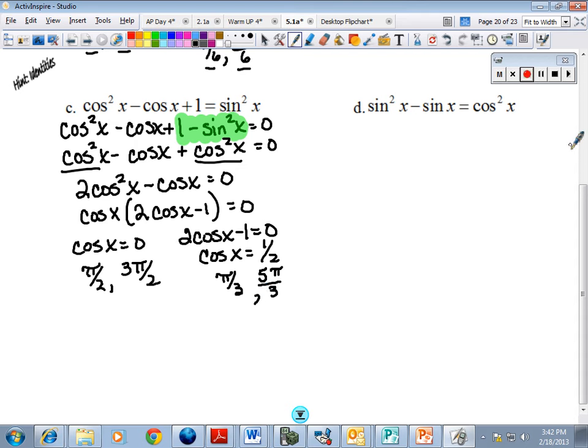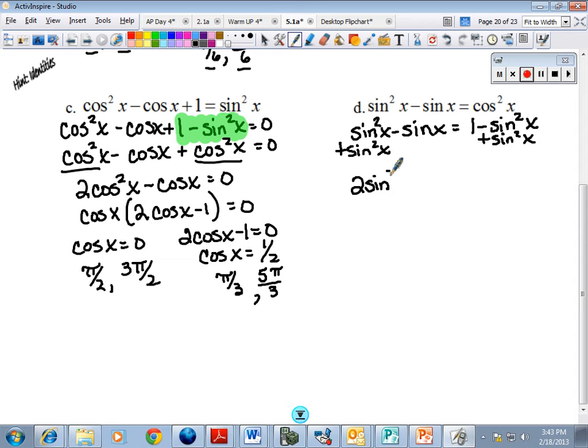Okay. We'll do this one and stop for this video. I'm going to go the same route on this one. Only this time, since I have more sines, can I turn cosine squared into 1 minus sine squared? I'm going to move all this stuff over and get it on one side. Plus sine squared. So it'll be 2 sine squared minus sine minus 1.